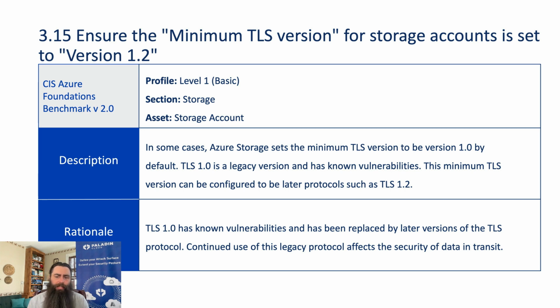But why do we need to use the latest version? Well, TLS 1.0 has known vulnerabilities and has been replaced by later versions of the TLS protocol. Continued use of this legacy protocol affects the security of data in transit. One of the ways TLS 1.2 is an improvement is by using more robust encryption algorithms than previous versions. TLS 1.2 also significantly improves performance with more efficient encryption algorithms. Because of the security and performance gains, you should always use 1.2 over version 1.0 when possible.